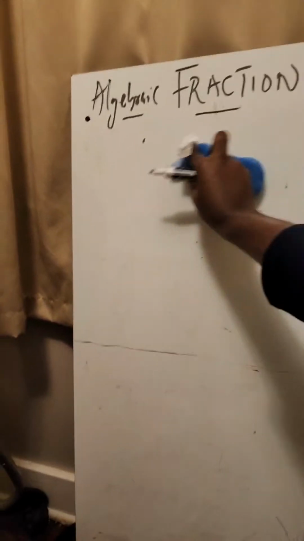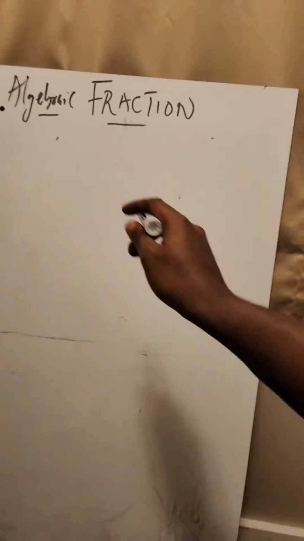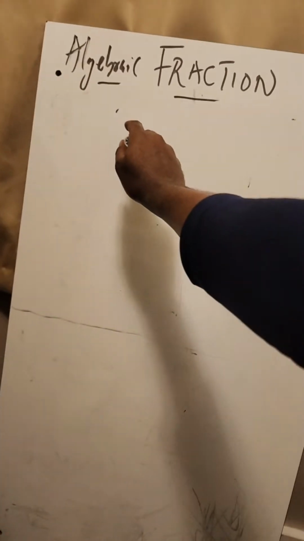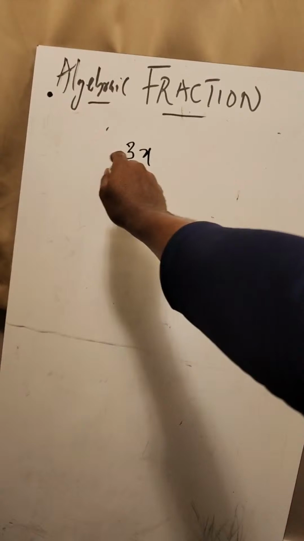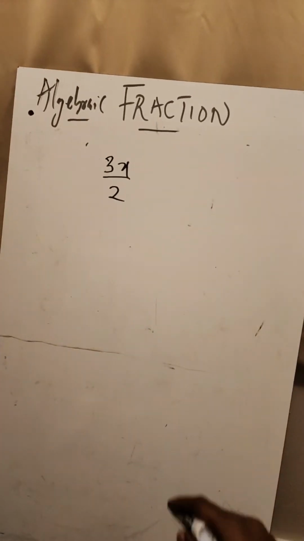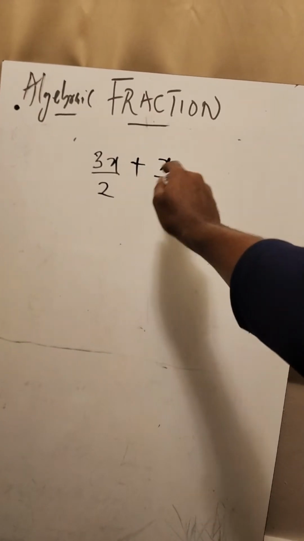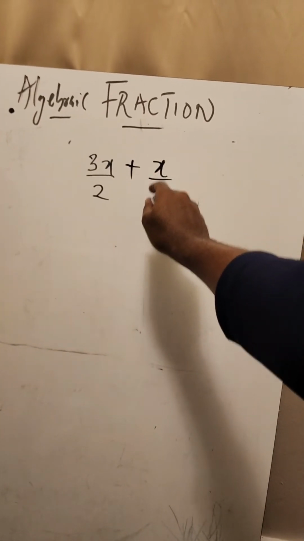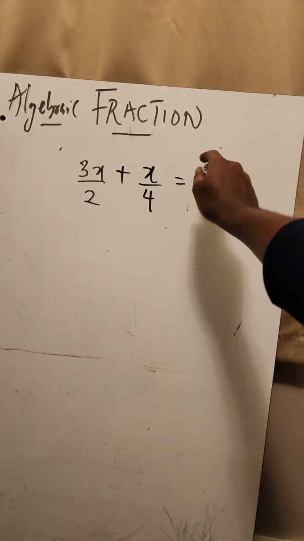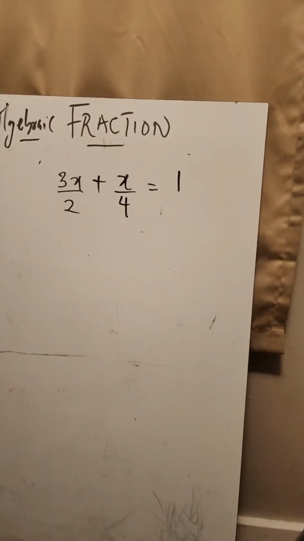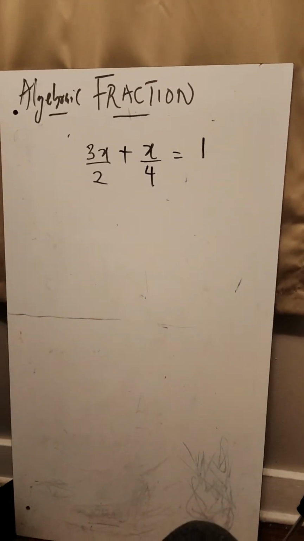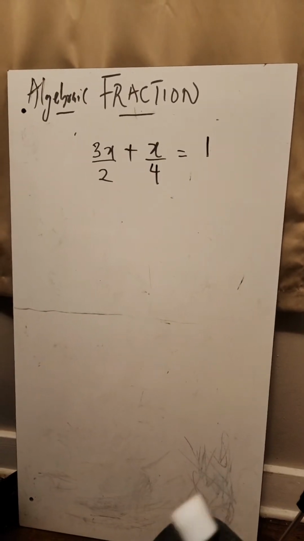What I have in the next example is 3x divided by 2 plus x divided by 4 equals 1. This is what I got.